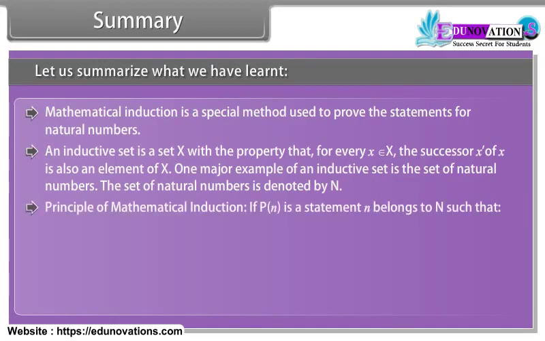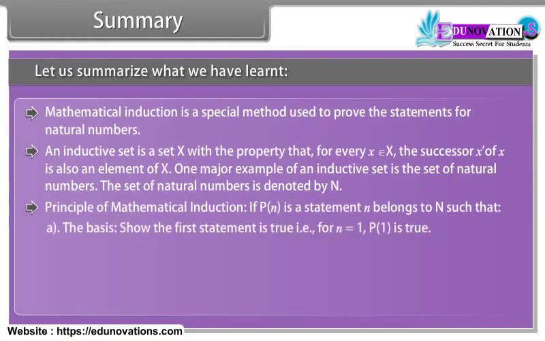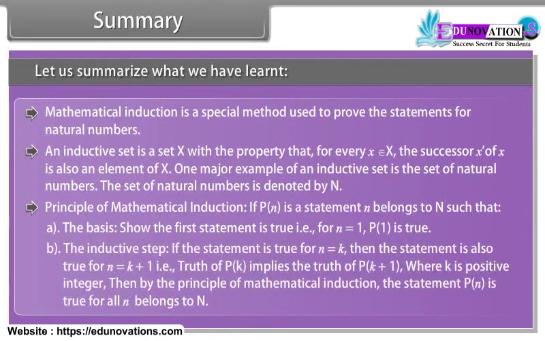Principle of mathematical induction. If Pn is a statement, n belongs to capital N, such that the basis: the first statement is true, that is, for n is equal to 1, P1 is true. The inductive step: if the statement is true for n is equal to k, then the statement is also true for n is equal to k plus 1. That is, truth of Pk implies the truth of Pk plus 1, where k is a positive integer. Then by the principle of mathematical induction, the statement Pn is true for all n belongs to capital N.